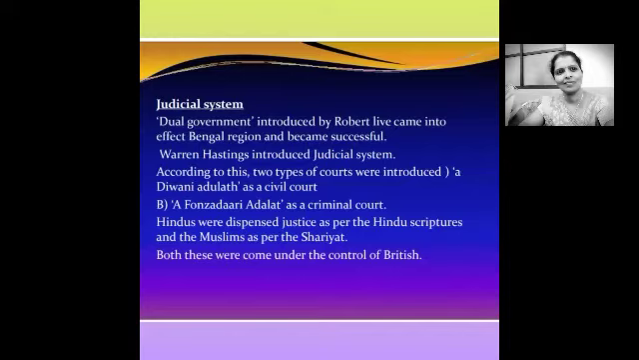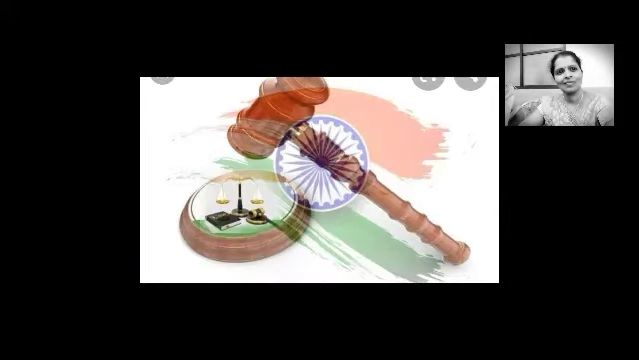According to the administrative plan devised by Warren Hastings, who took over the administration as governor in 1772, two types of courts were needed to be established in each district: a Diwani Adalat as a civil court, and a Fauzdari Adalat as a criminal court.